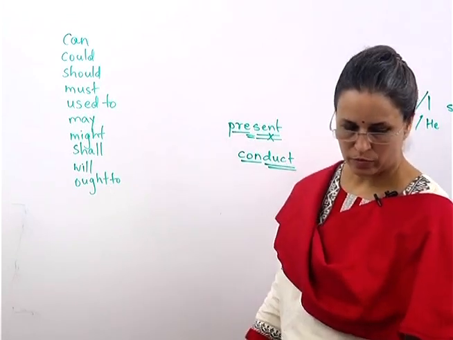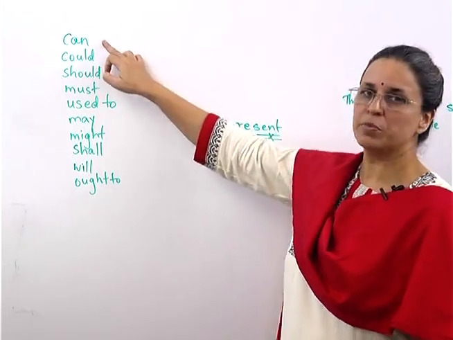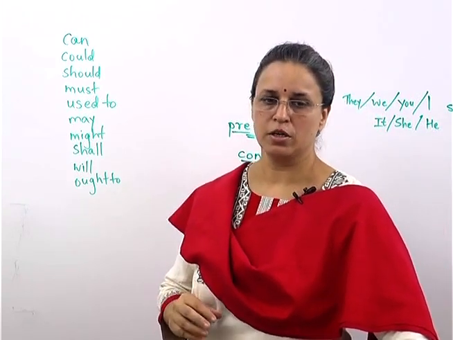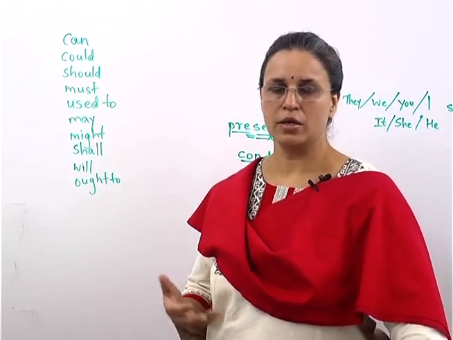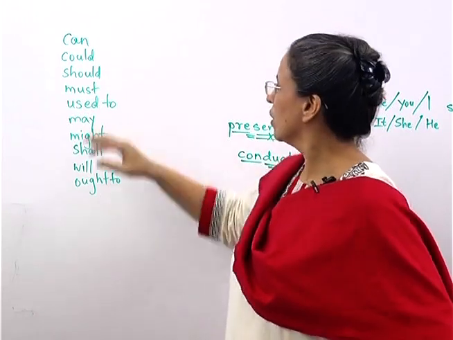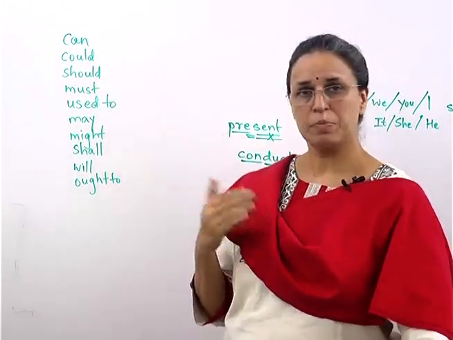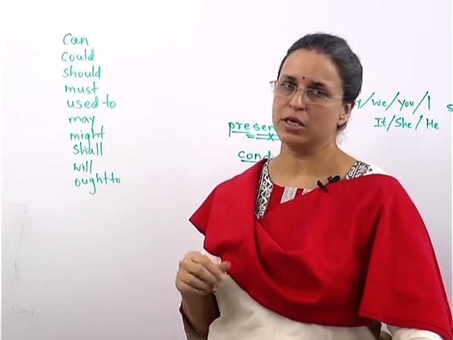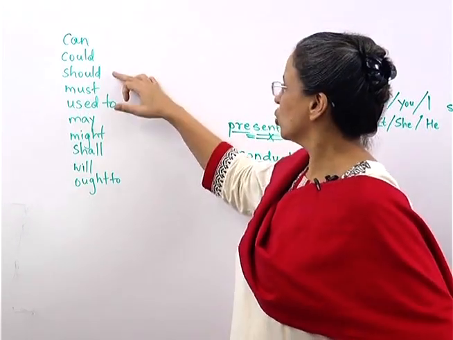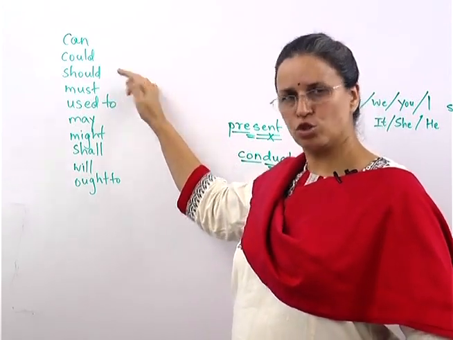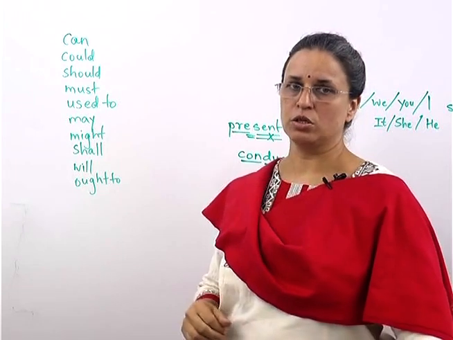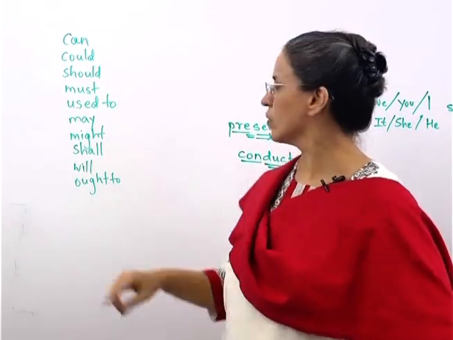First one, can. We know it means ability, that means kar sakne ki kshamata. Like when we say, I can understand French. Could. It can be used in the past tense also. When I was young, I could run very fast, but now I cannot. Should. Advice. You should listen to your parents. Must. Compulsion. You must come on time.